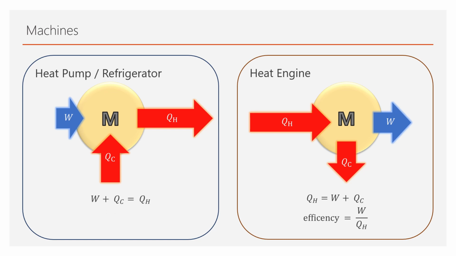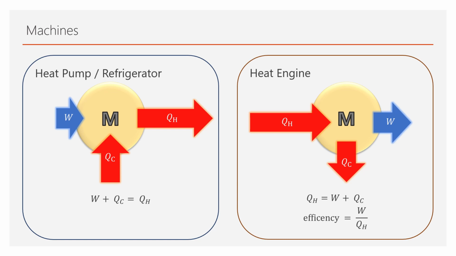And just like before, we need some sort of metric to be able to judge how good this device is. For heat pumps, this is called the coefficient of performance. Just like before, we want to take the ratio of the energy transfer that is desired and divide by the energy transfer that we have to pay for. In the case of a heat engine, we desire work and we pay for heat from the hot reservoir.